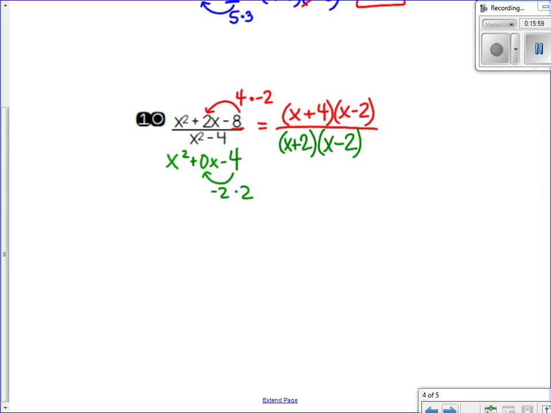Now let's check and see if we can mark anything out. I got me an x minus 2 on top and an x minus 2 on the bottom. So since those cancel out, that means I can have x plus 4 on the top and x plus 2 on the bottom. There it is.